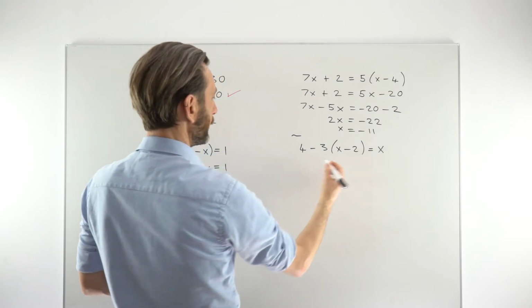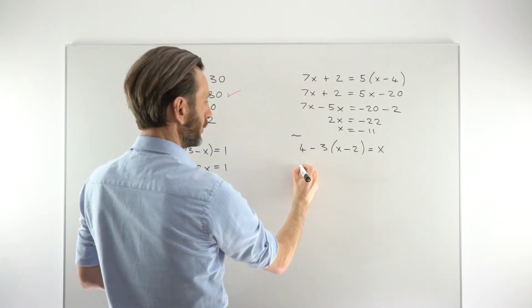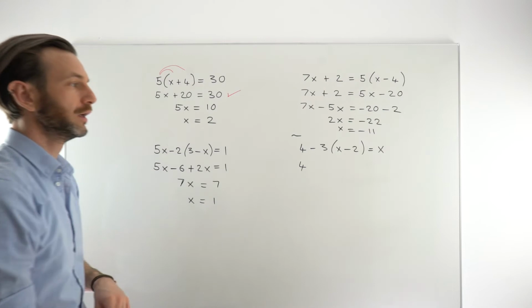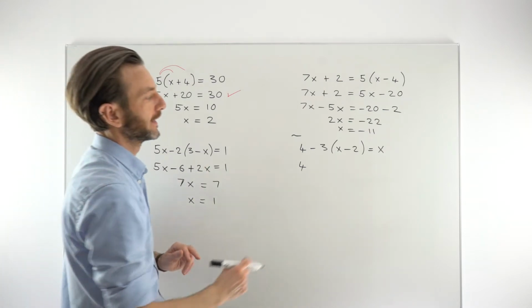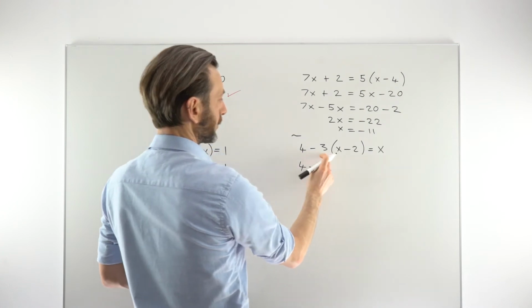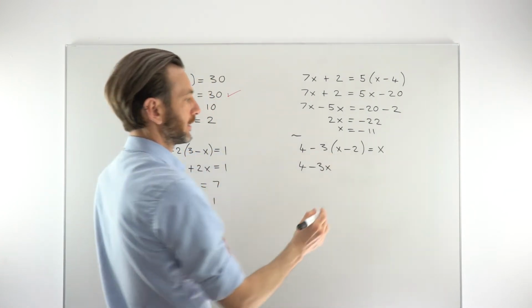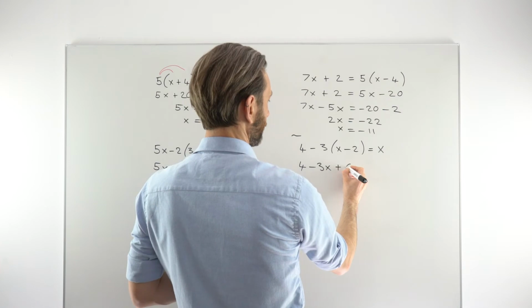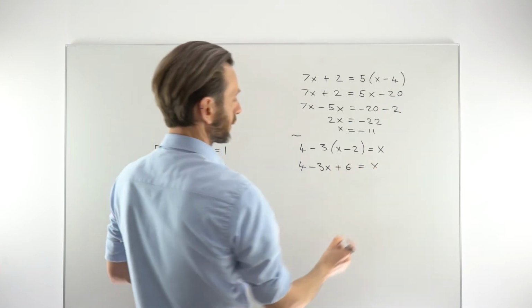Okay, so let's check out this one. So the 4 is not touching the bracket, so we're just going to leave the 4. We're going to start by expanding out the bracket again. So minus 3 times x is minus 3x. Minus 3 times minus 2, that's a double negative, so that's going to be plus 6 equals x.